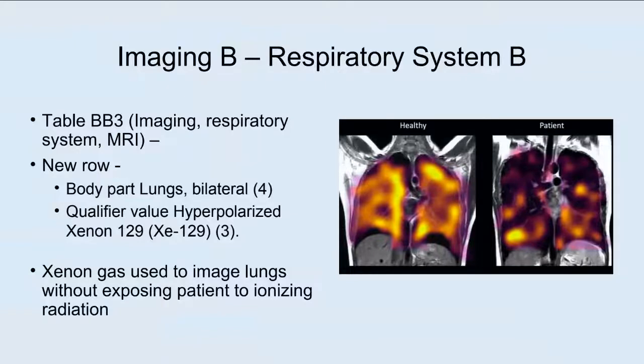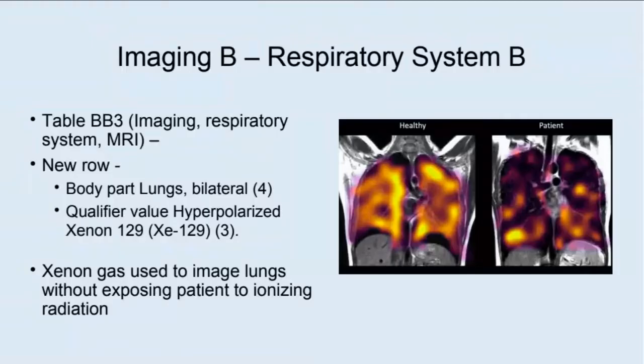Okay, so changes were also made to the imaging section for MRIs. A new row was added with a qualifier value hyperpolarized xenon 129. This gas is used to image lungs without exposing the patient to ionizing radiation. So a non-radiation way to image the lungs. This is for bilateral lungs, the body part, and the qualifier value is the hyperpolarized xenon 129. And you can see how this looks from the picture.